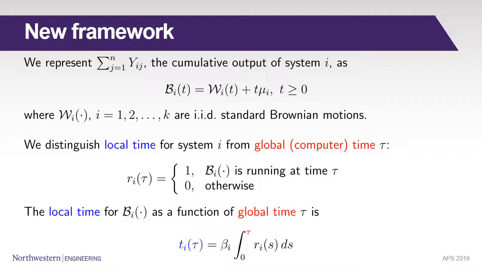Therefore, the local time, that is the cumulative amount of data that's been collected on system I, by global or computer time tau, is given by the expression at the bottom of the slide. T sub I of tau is the integral from 0 to tau of the indicator function times beta sub I. Now, beta I represents the rate at which we accumulate data or advance local time as a function of the global time tau. And we'd typically expect beta I to be much greater than 1 because we simulate much faster than real time.